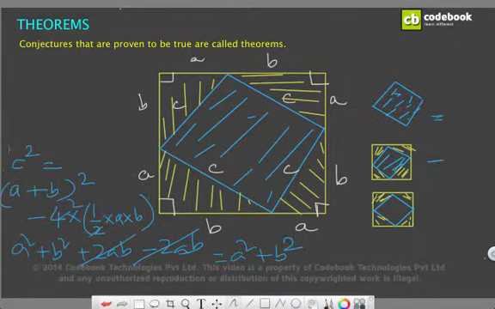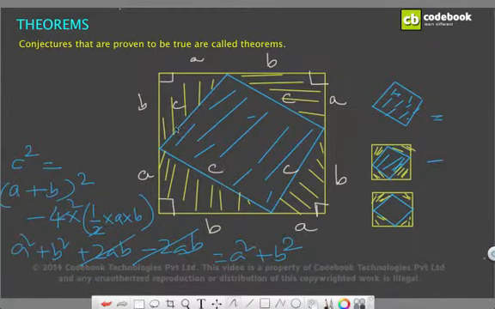So you have proven that the square of the hypotenuse of a right angle triangle, over here it is c, is equal to the sum of the squares of the other two sides of the triangle, and here it is a and b. So c square equals a square plus b square. Hence this conjecture has a valid proof, and hence it is a theorem.